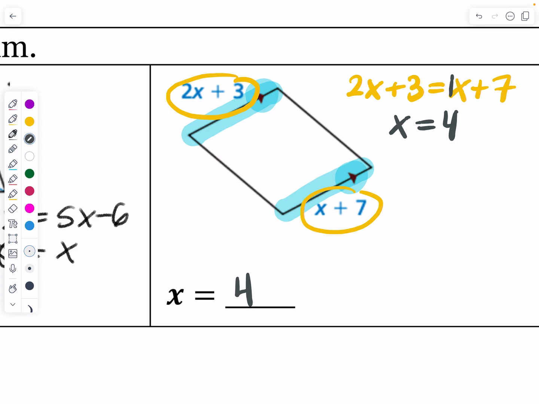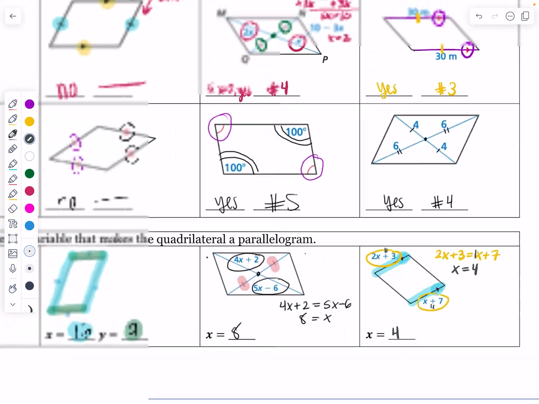Let's double check our math. 2 times 4 is 8, plus 3 is 11. What did I do wrong? 2 times 4 is 8, plus 3 is 11. And so 7 plus 4 is also 11. Okay, so yeah, if x is 4, then these are both 11. Then that one set of opposite sides is both parallel and congruent.